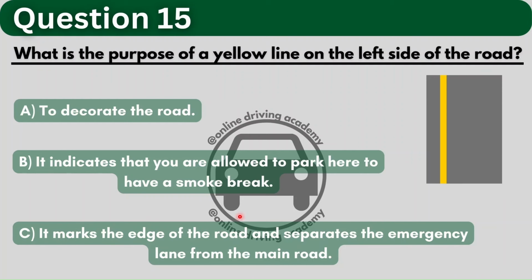Now obviously option A cannot be correct because the line is not there to decorate the road, and with option B, it's not there to allow you to have a smoke break on the side of the road. Correct answer here would be option C. It marks the edge of the road and separates the emergency lane from the main road.